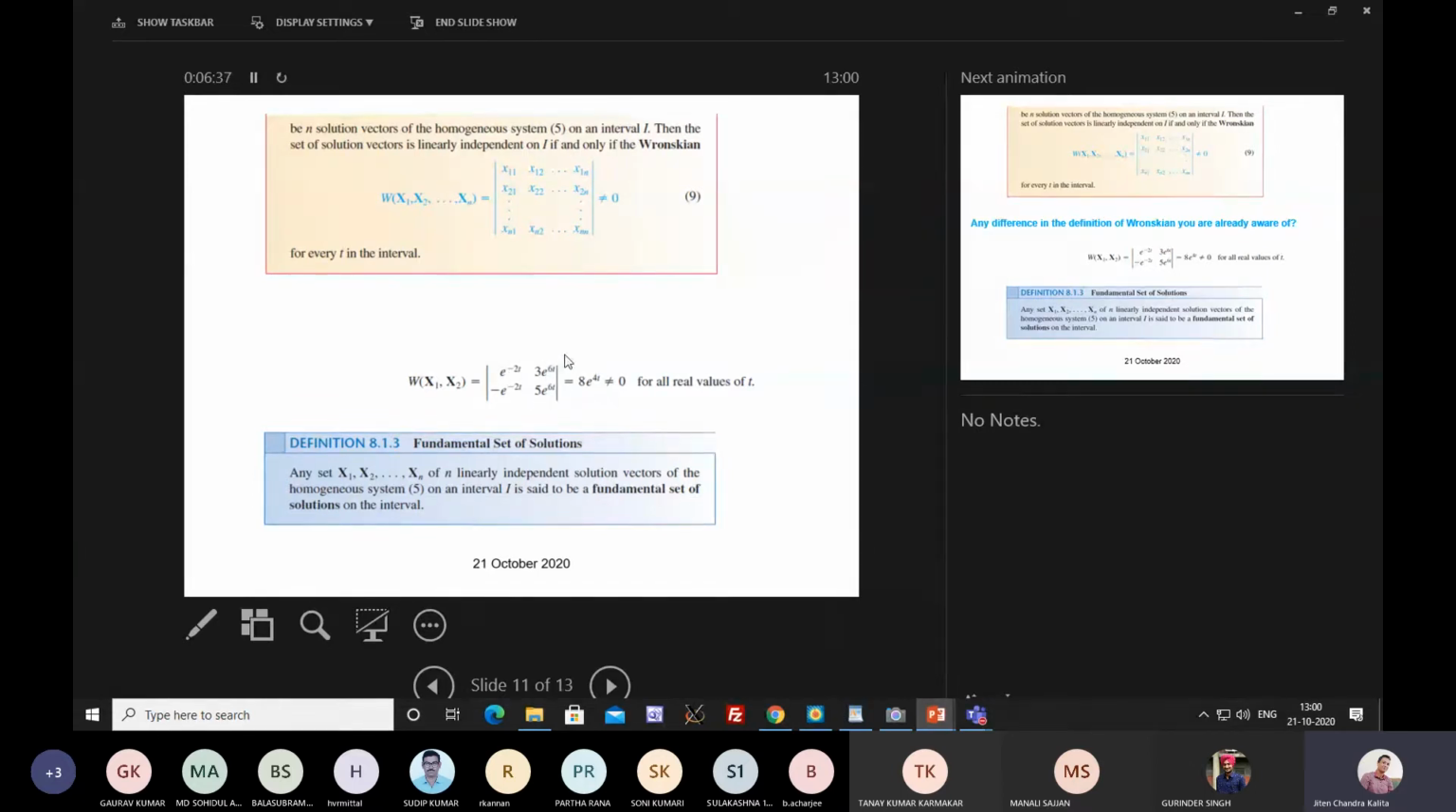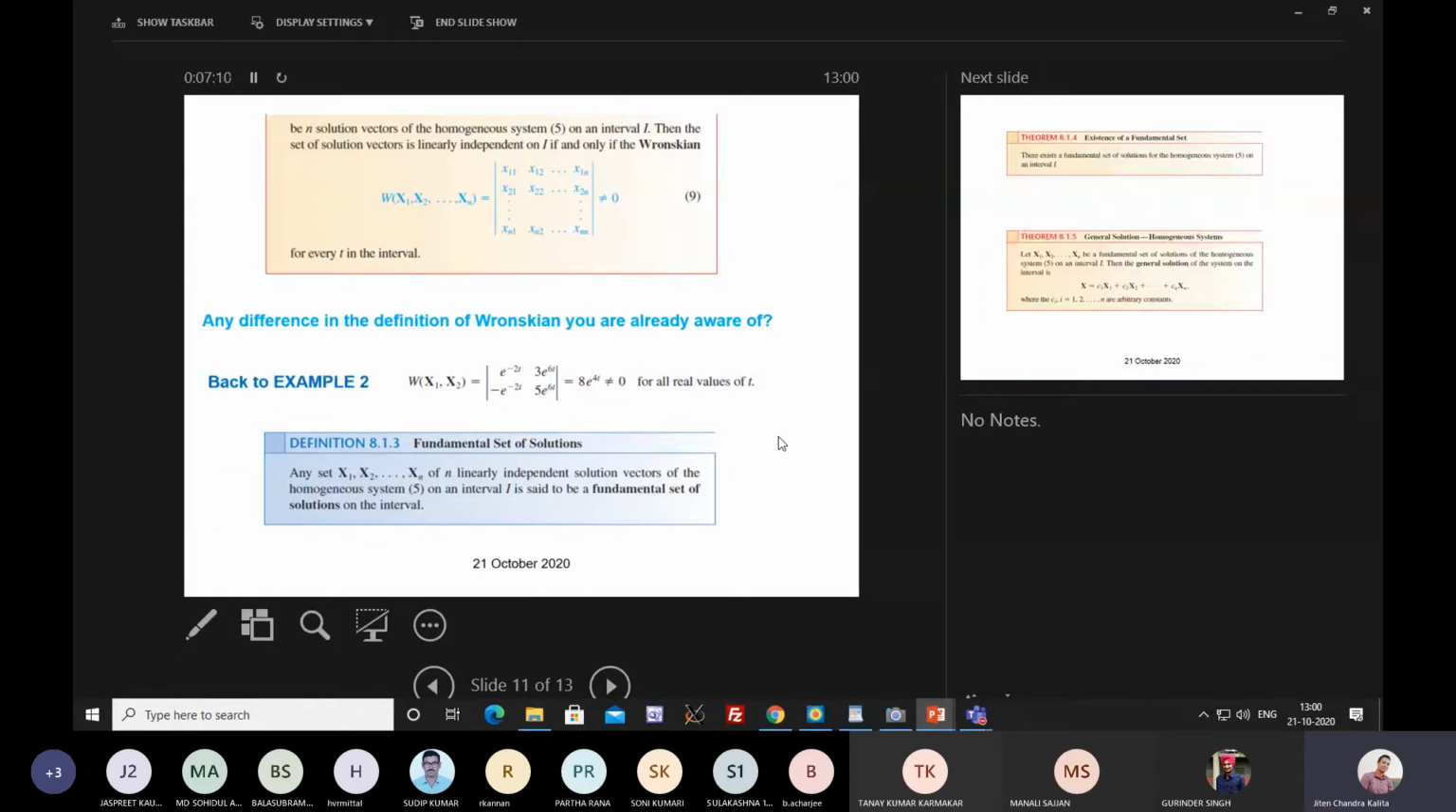You see that in the determinant, the columns have come from the solutions of the differential equation, and you can see that it is non-zero here. That means those two solutions are linearly independent. They form a linearly independent set of vectors, and such a set of solutions is called a fundamental set of solutions. That's it. I think I am fine with this.